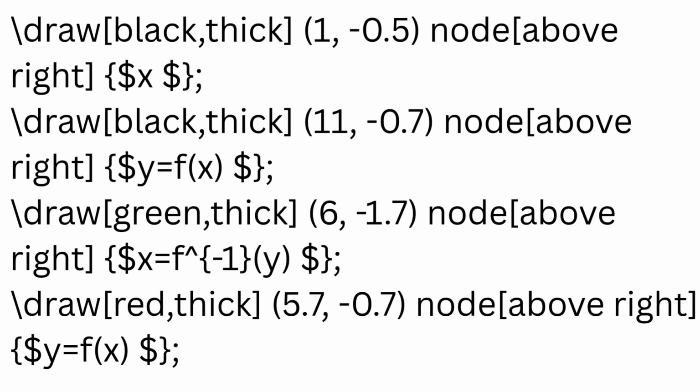Labels x and y is equal to f of x are placed below the respective arrows, representing the input and output of a function. Finally, we label the inverse relation x is equal to f inverse of y in green and again y is equal to f of x in red, reinforcing the duality of the mapping. We end the TikZ picture and the document.